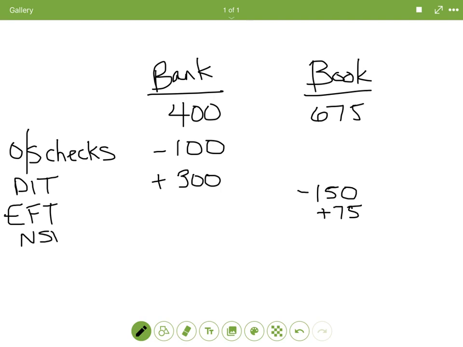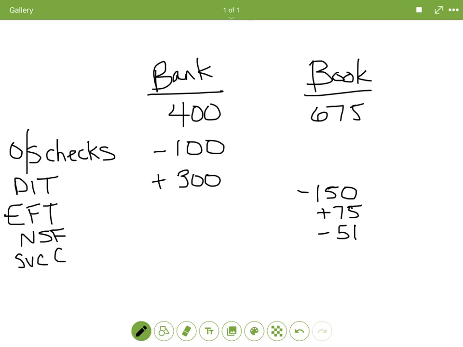A fourth difference would be non-sufficient funds. This is when the customer is paying an accounts receivable balance, but in fact the check that the customer has sent to the company bounces. So in that case, we had previously recorded it as an increase to our book, but the bank did not accept the check. So therefore we would need to deduct it from our book balance.